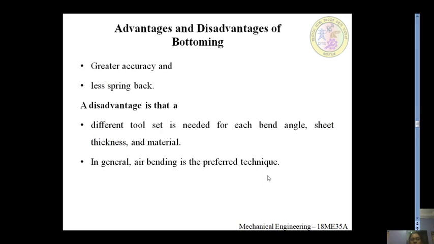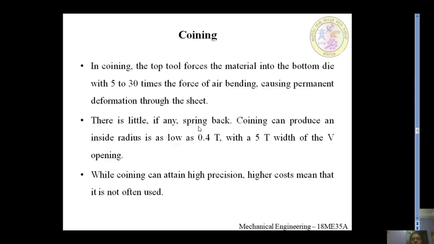So the advantages and disadvantages of bottoming we can see here. It has greater accuracy and the spring back is less, but the disadvantage is that a different tool set is needed for each bend angle, sheet thickness and material. So air bending is most of the time preferred.